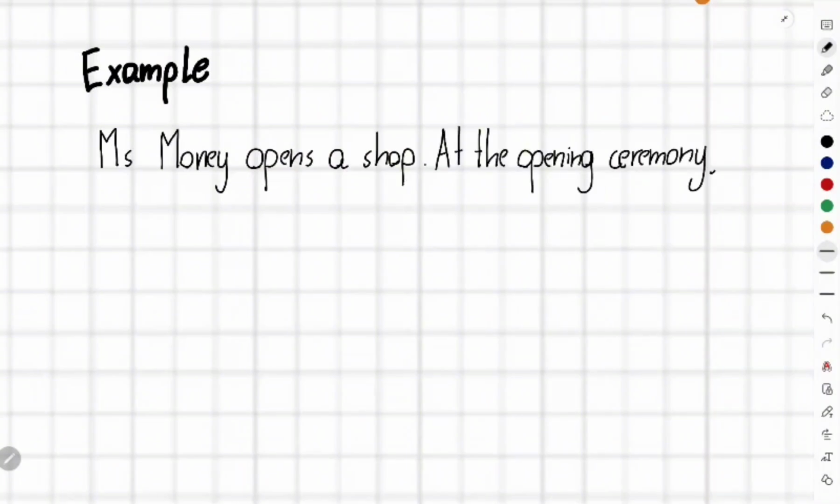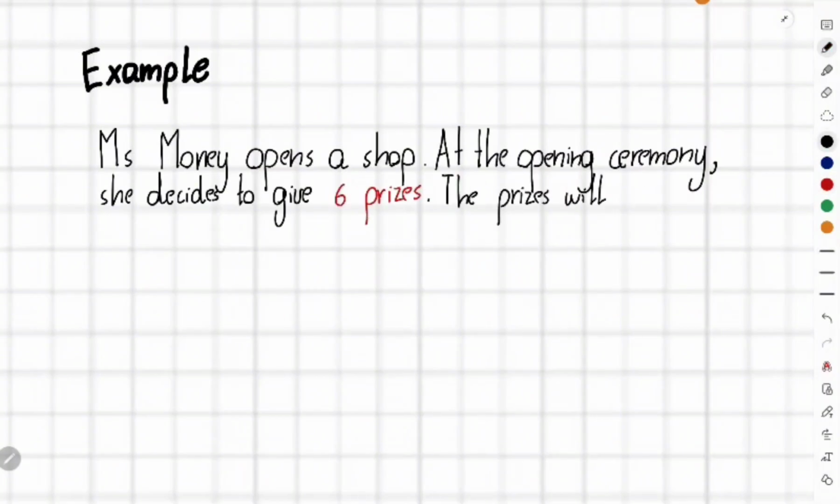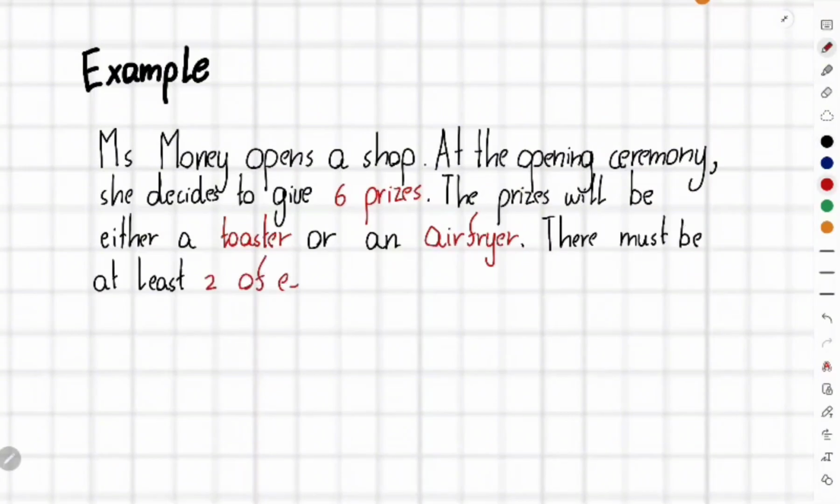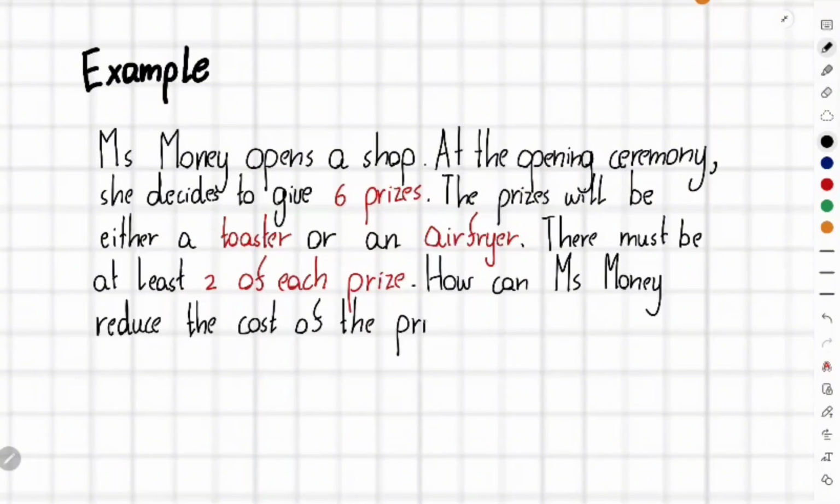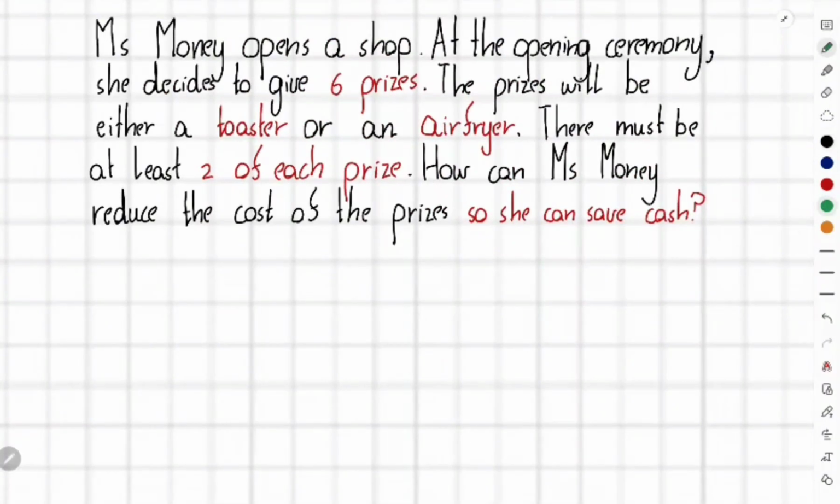For now, let's look at an example. Miss Money opens a shop. At the opening ceremony, she wishes to give 6 prizes out. 2 choices work best, and so the prizes will be either a toaster or an air fryer. She sets out that there must be at least 2 of each of these prizes given out. How can she reduce the cost of the prizes in her pocket so that she can save some cash?